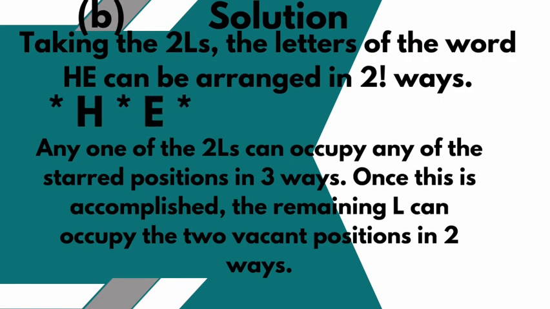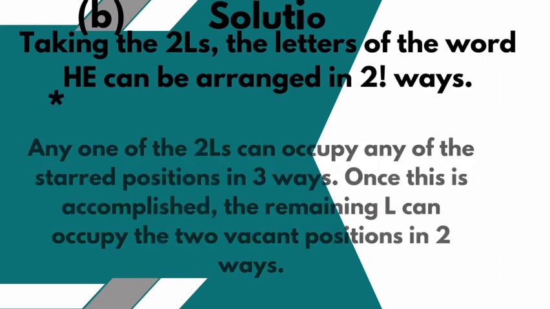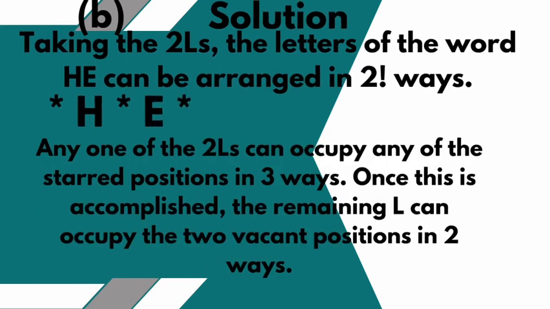The B part. Taking out the two L's, the letters of the word HE can be arranged in 2 factorial ways. So any one of the two L's can occupy any of the starred positions in 3 ways. Once this is accomplished, the remaining L can occupy the 2 vacant positions in 2 ways. So what does this mean?